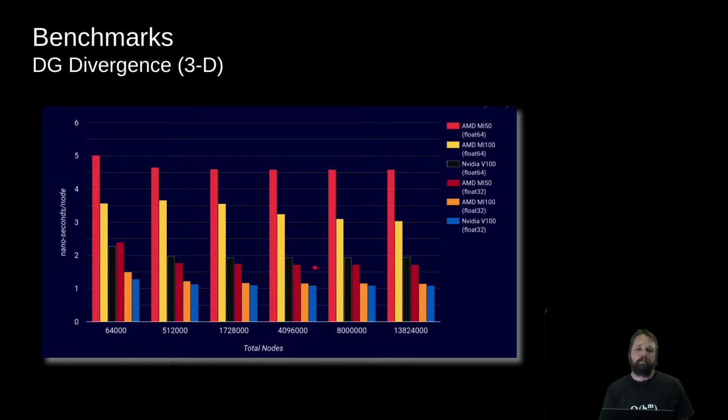Now, the one thing I'm still trying to understand here is if you look at this yellow bar, which is the MI100 float 64 calculations, as I increase the problem size, the cost per node actually continues to drop.